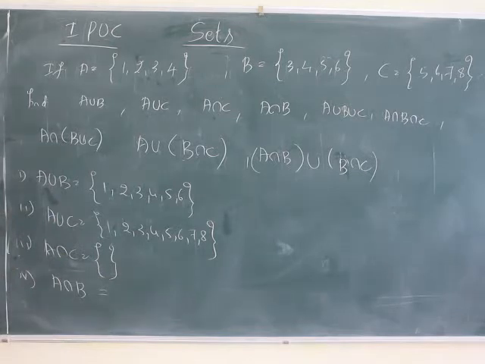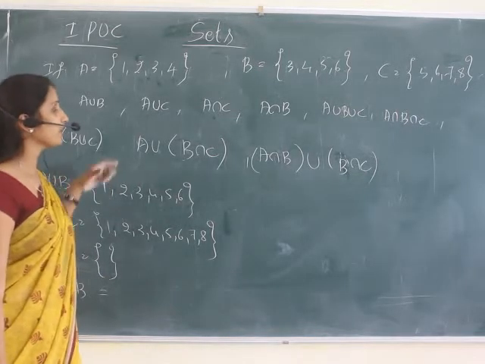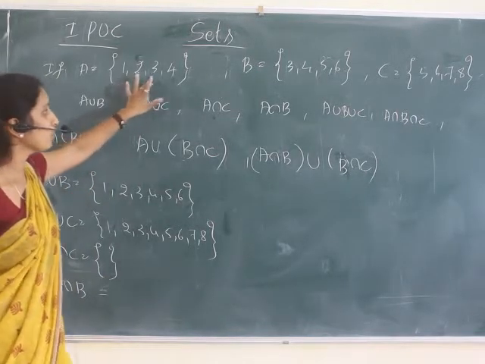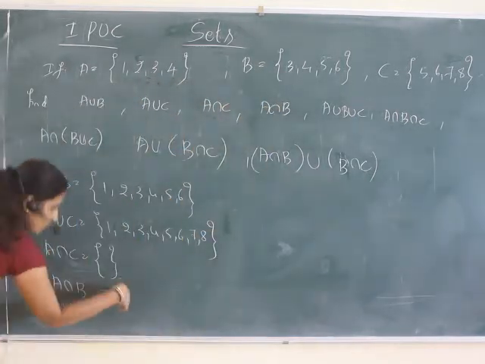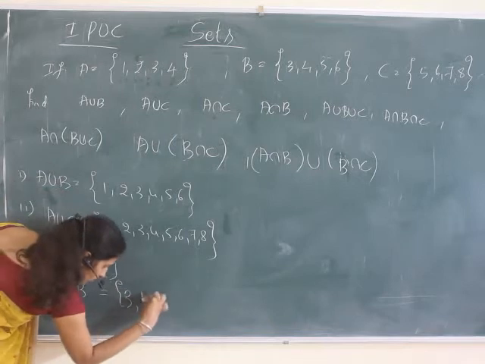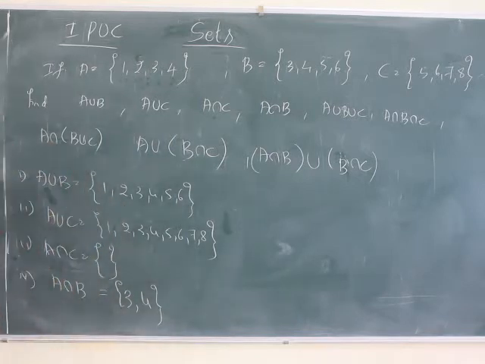A intersection B means the common elements between A and B. Here A is 1, 2, 3, 4 and B is 3, 4, 5, 6. The common elements are 3, 4. Next one is the fourth one.